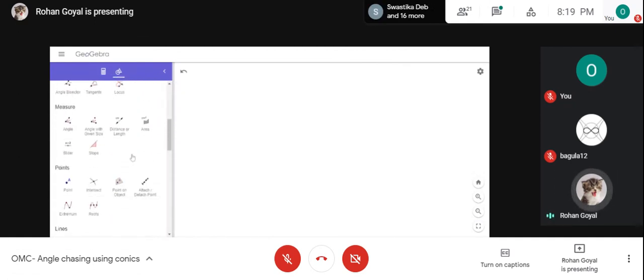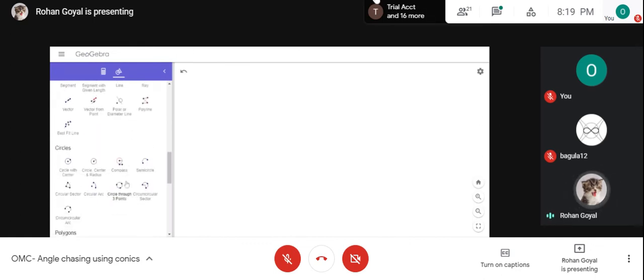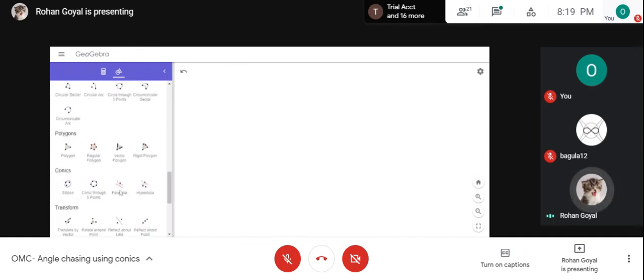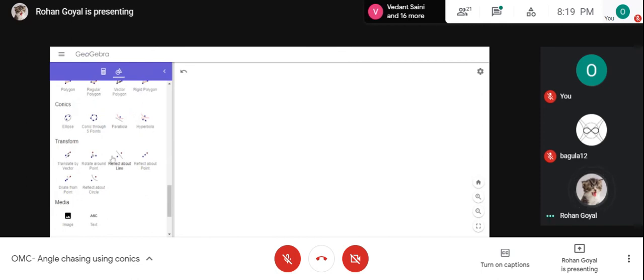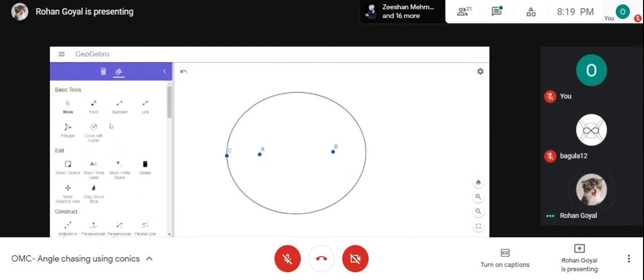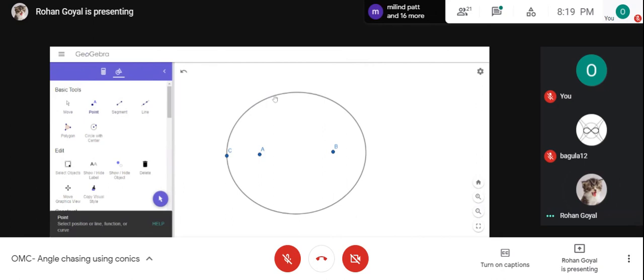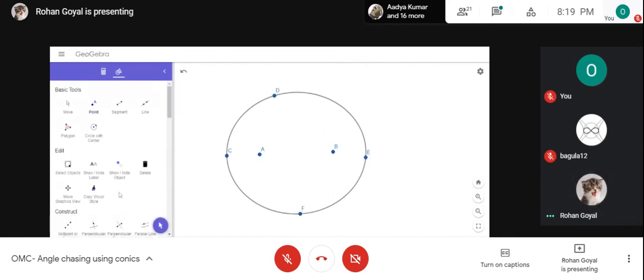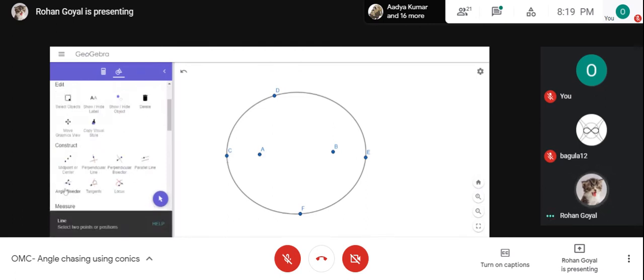The Miquel points were being very nice, right, when we were taking ellipses and parabolas. So let's take 4 points, take this, and let's draw the tangents.